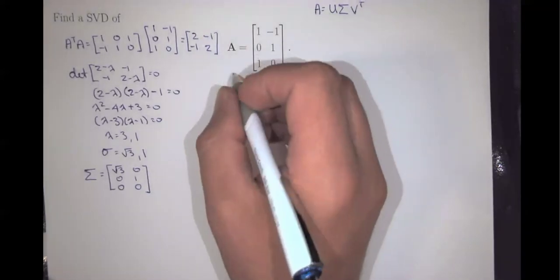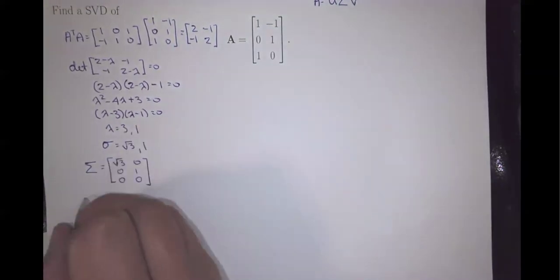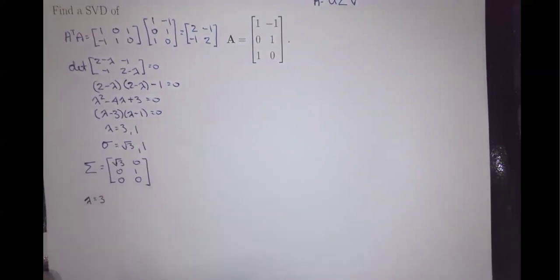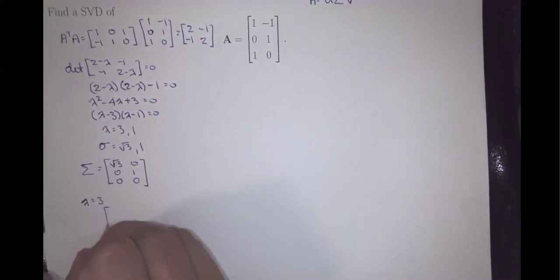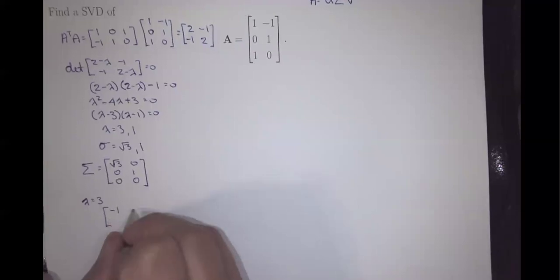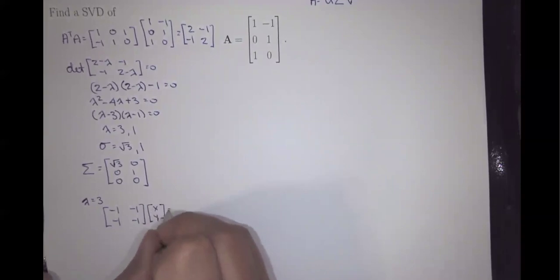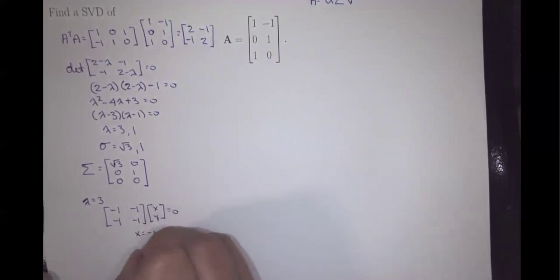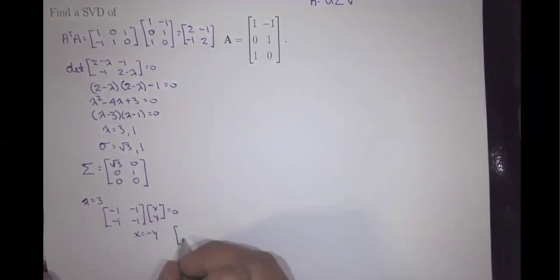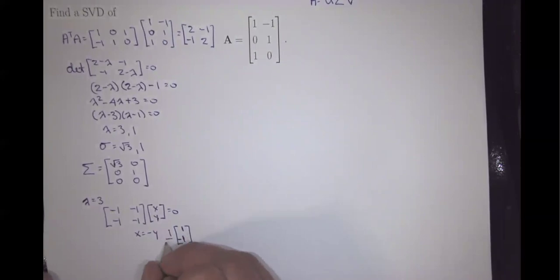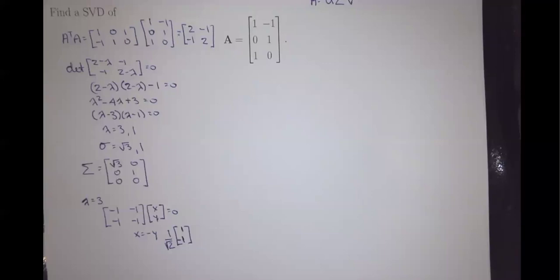For lambda equals 3, we're going to get the matrix 2 minus 3 is minus 1, then minus 1, then minus 1, then 2 minus 3 is minus 1. So x is equal to negative y. Let's say y is equal to negative 1, then x is equal to 1. And we normalize that by multiplying by 1 over root 2.